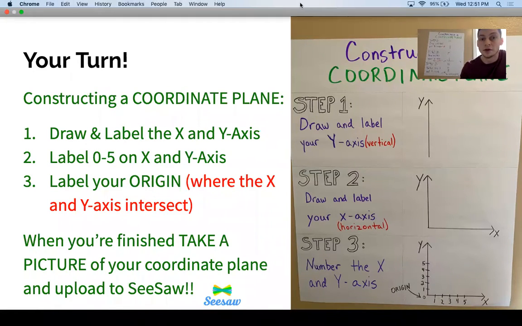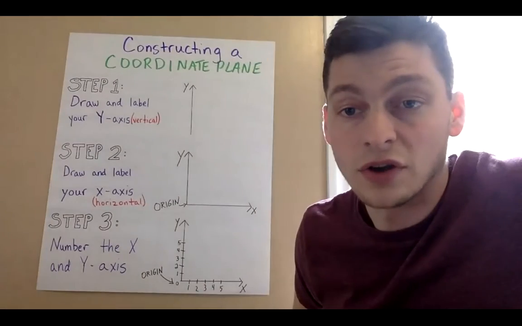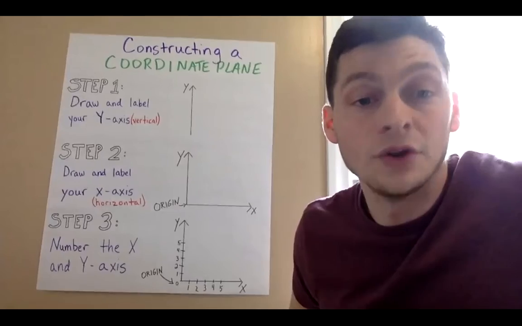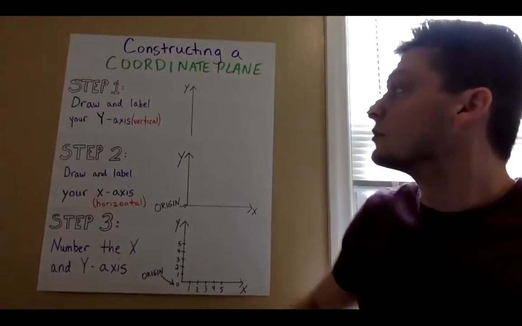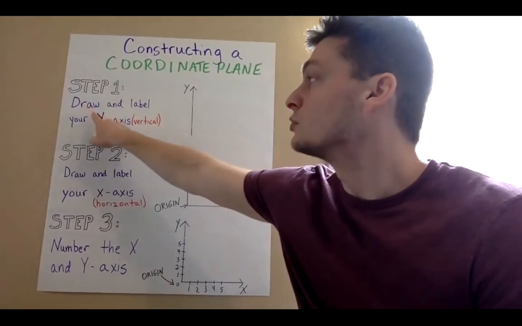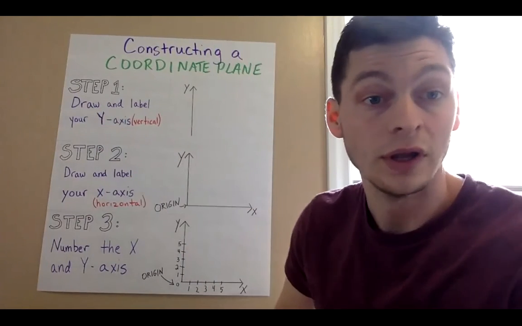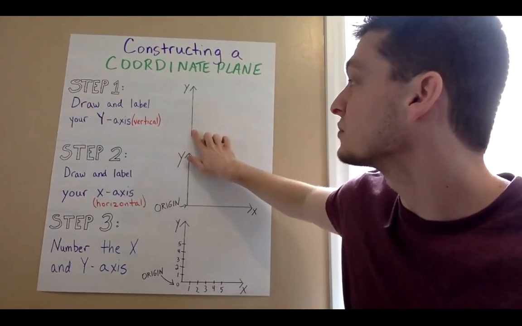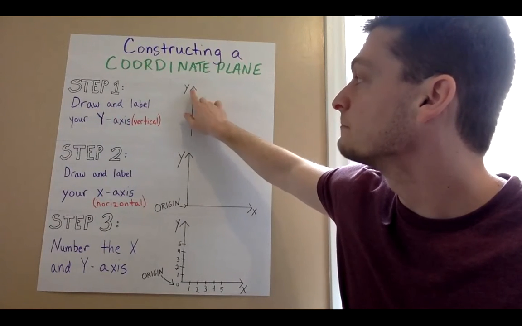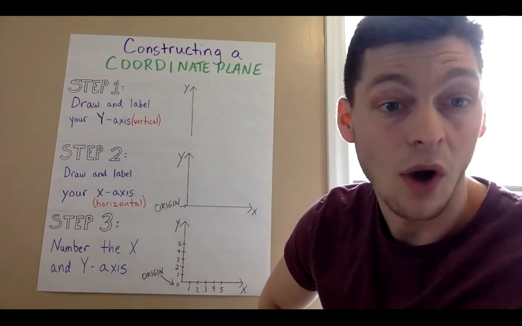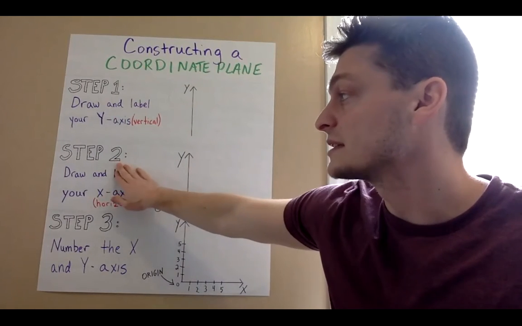Okay? So, with that said, let's take you through how to construct your own coordinate plane on your piece of paper using your pencil and your straight edge. So, step 1, I'm going to draw and label my Y axis, which again is my vertical axis, okay? So using my straight edge, you'll see I have a nice straight line. I created my line and I labeled it as my Y axis, okay? Once I have that, I'm gonna progress to step 2.